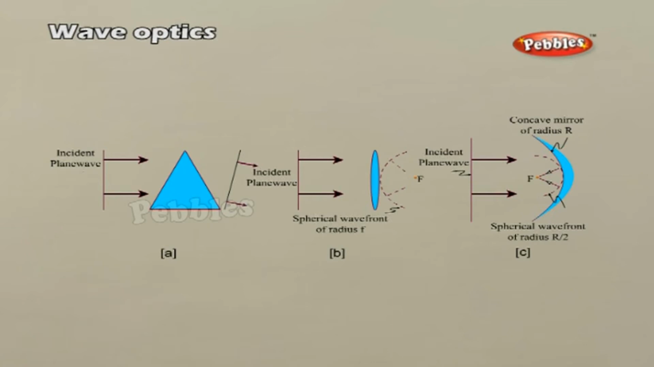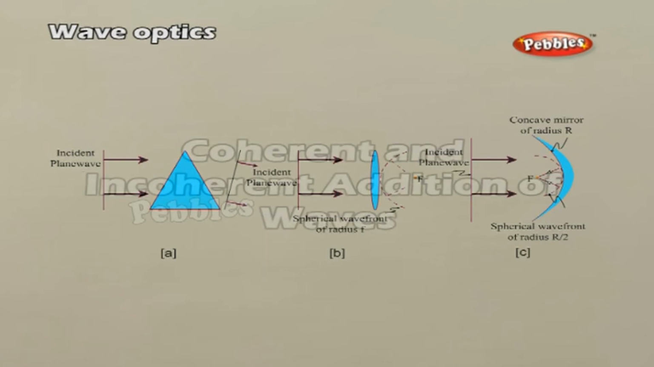The central part of the incident plane wave traverses the thickest portion of the lens and is delayed the most. The emerging wavefront has a depression at the center, and therefore the wavefront becomes spherical and converges at the point F, which is known as the focus. In figure C, a plane wave is incident on the concave mirror, and on reflection, we have a spherical wave converging to the focal point F.